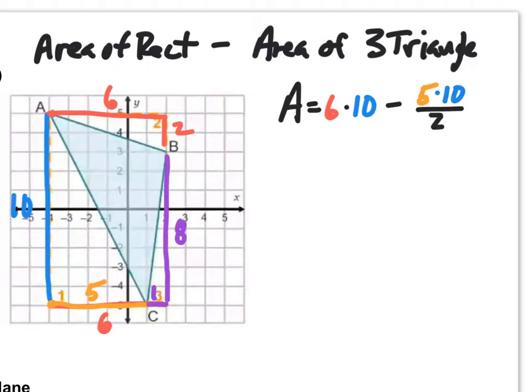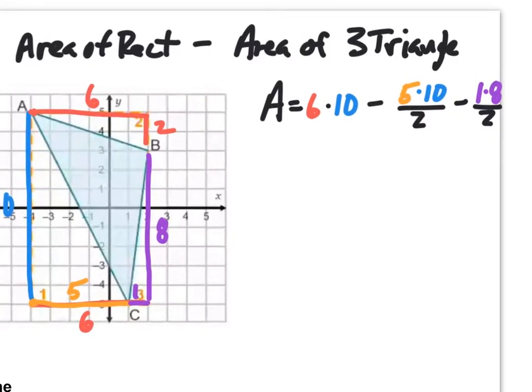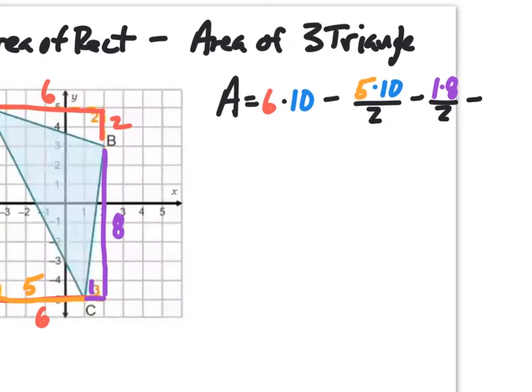And then let's subtract off the area of this triangle here: 1 times 8 divided by 2. So minus 1 times 8, and then all divided by 2. And then let's subtract off the area of this upper triangle up here, this 6 by 2 triangle. So minus 6 times 2, and then divide that by 2.